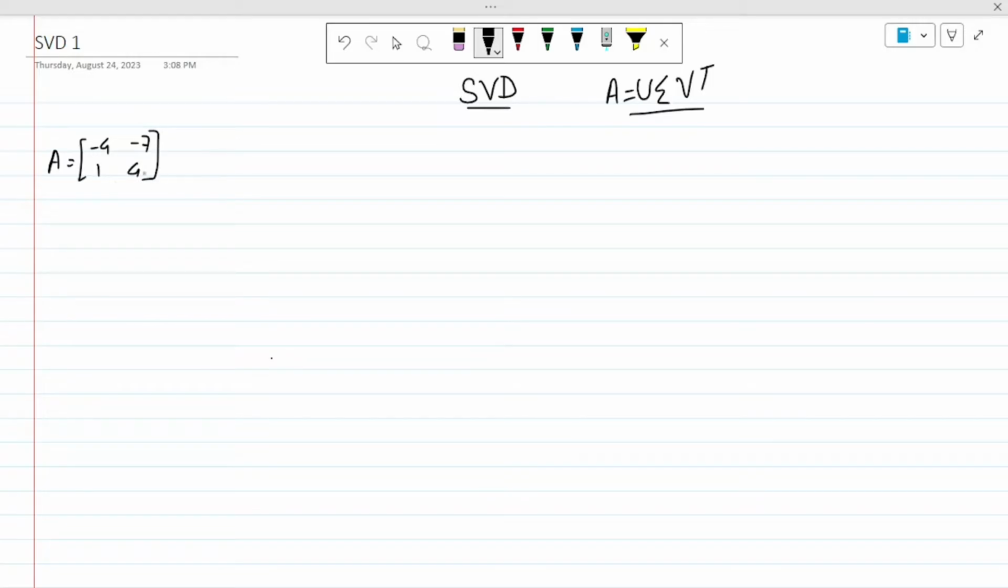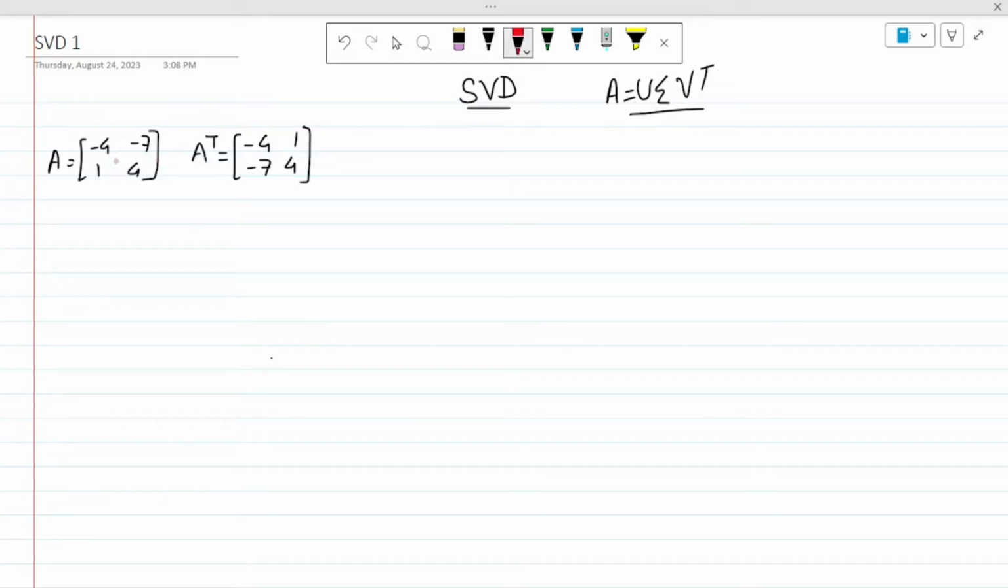The first step to do any singular value decomposition is to find the transpose of the original matrix. So A transpose will be -4, -7. It's just like row and column, you're just reversing. -4, -7 was in a row, now it is in a column. Similarly, 1 and 4 was row wise, now it should also be column wise. So this is our A transpose, first matrix.